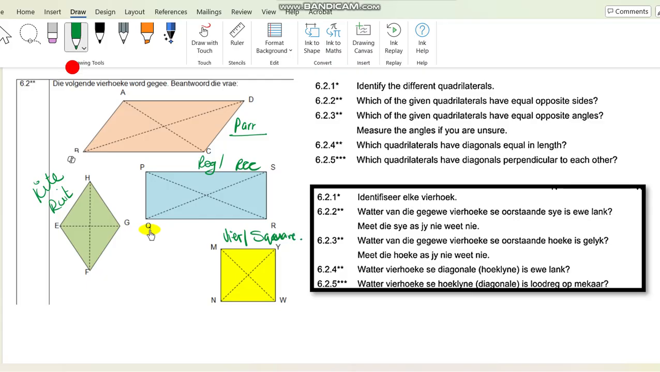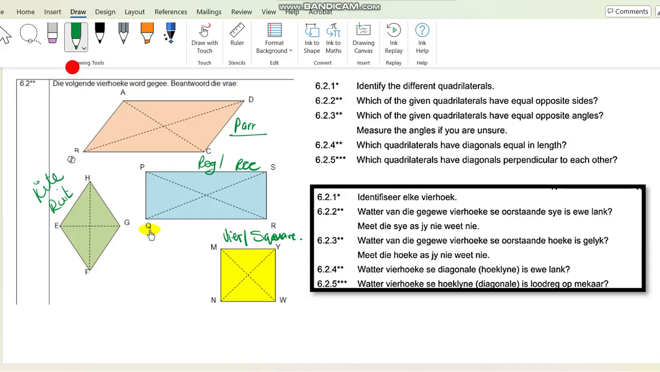All right, you can write the names out perfectly. I'm not going to do that. So we've got four shapes there: parallelogram, kite, rectangle, square. Some things I want you to look at is, you need to remember, these are the diagonal lines, die diagonale lyne.